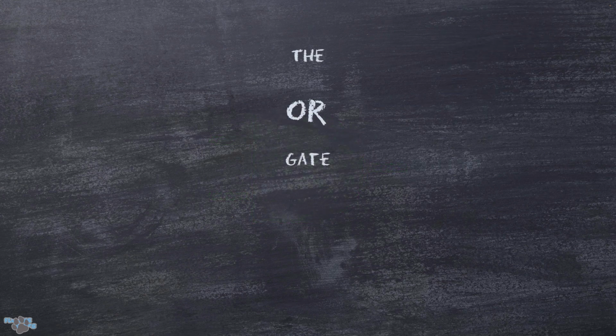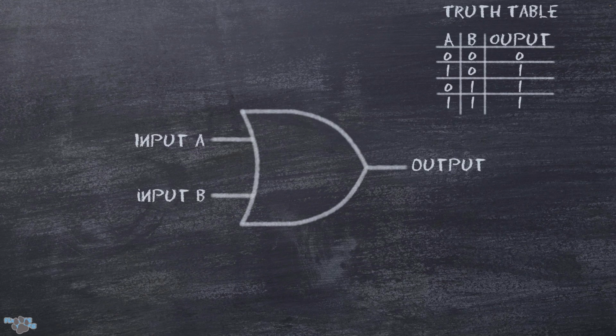Next up we have the OR gate. As you can see, it is a crescent-shaped gate. This particular example has 2 inputs and 1 output, and we have our truth table. The OR gate controls data flow by only allowing an output if at least 1 input is in the on state. So, it can be input A, input B, or both.